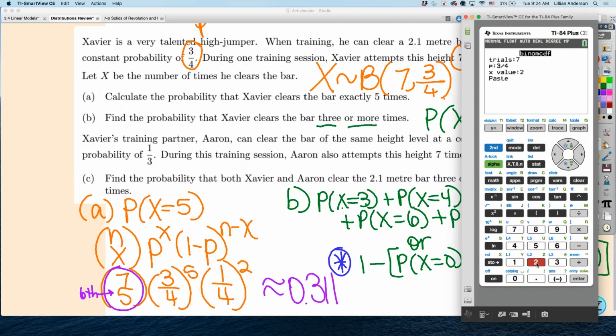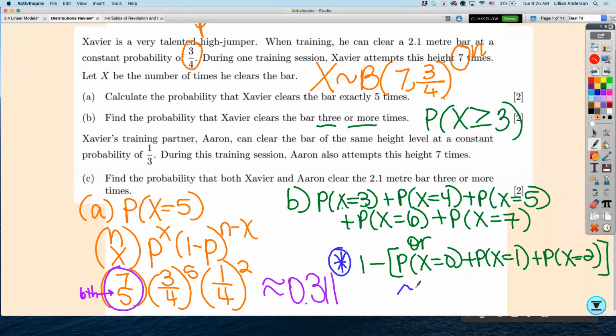Because again, my calculator, and a majority of y'all's calculators, can only do the probabilities that are to the left of a particular value. It can never do greater than or equal to or greater than. It can only do the ones that are less than. So we go to the next X value, which is 2. We paste it. And that's exactly the probability of 0 plus the probability of 1 plus the probability of 2. But we want the complement. So we're going to do 1 minus that number. And that is the probability that he'll clear it 3 or more times. So that's going to be 0.987.